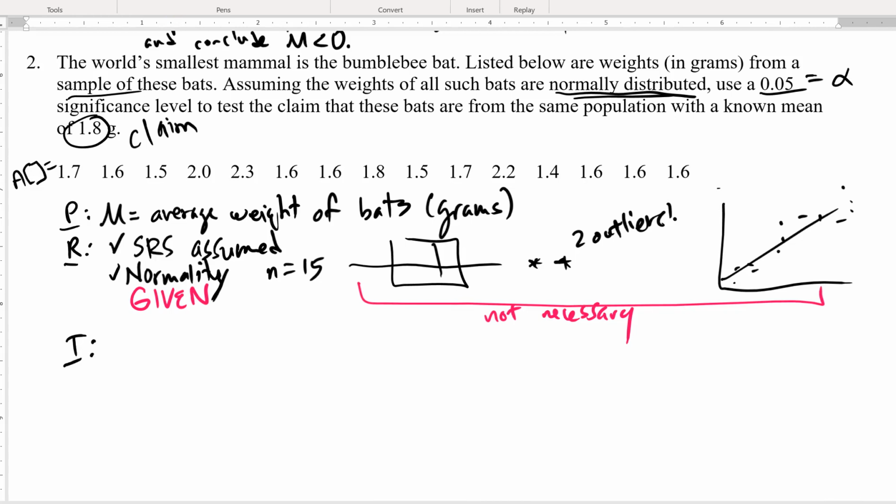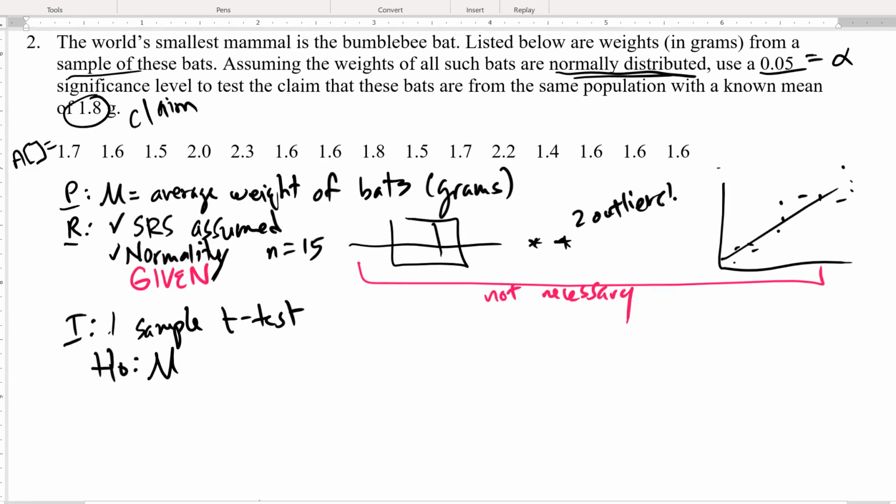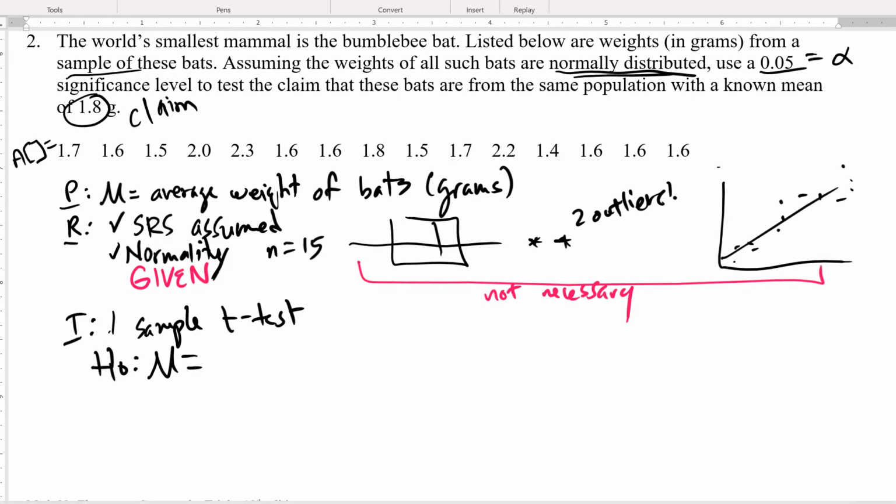All right, what test are we running? A one sample t test. Our hypotheses: the null hypothesis is always mu equal to some claim. And we want to prove that these bats are potentially different. I don't care if they're bigger or smaller, but they want to say, I think they're the same. We just need to prove that they're different.